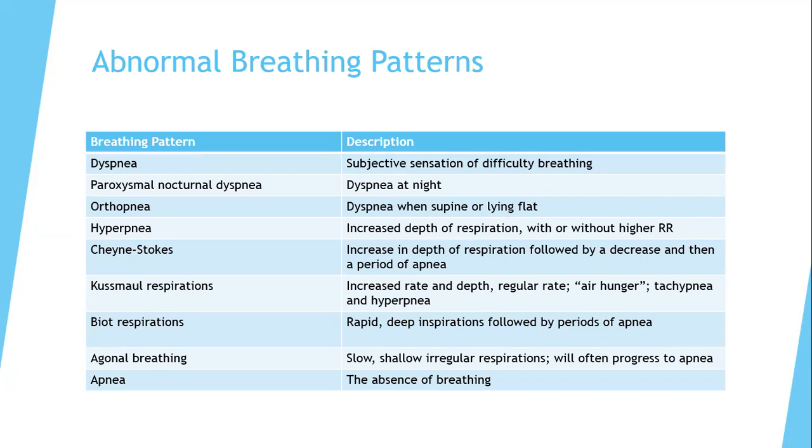Kussmaul respirations, on the other hand, do not. But it's an increased rate and depth. It can be a regular rate, but more depth. And sometimes it's described as air hunger, like you're gasping for air, tachypnea and hyperpnea at the same time. Biot respirations are rapid, deep inspirations followed by periods of apnea. And agonal breathing is slow, irregular respirations that can often progress to apnea. And then apnea is just the absence of breathing.